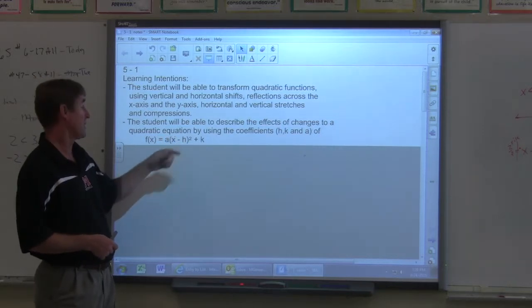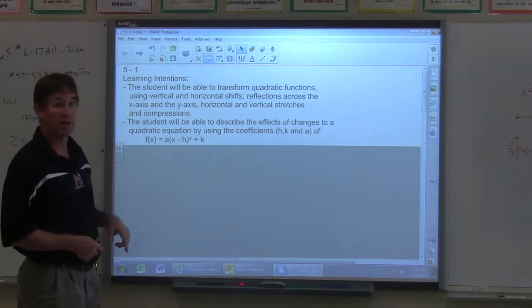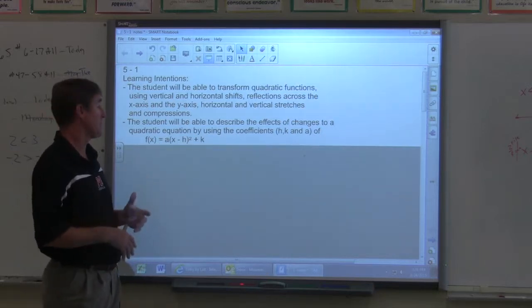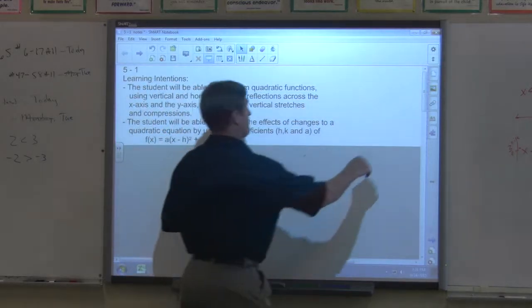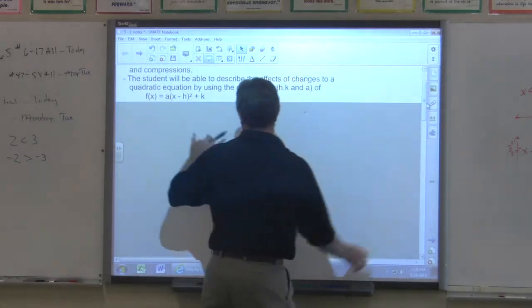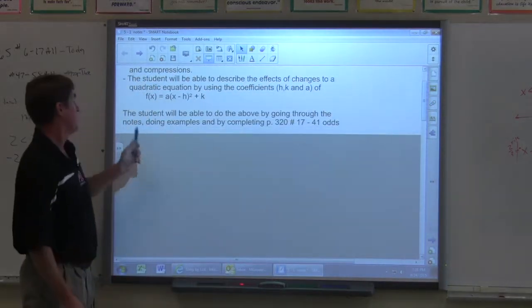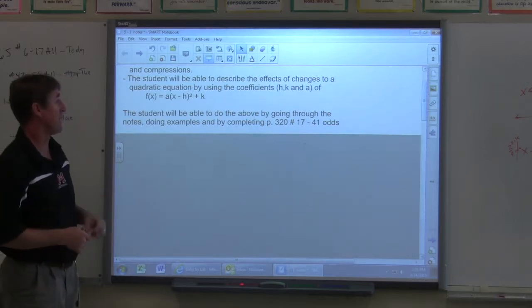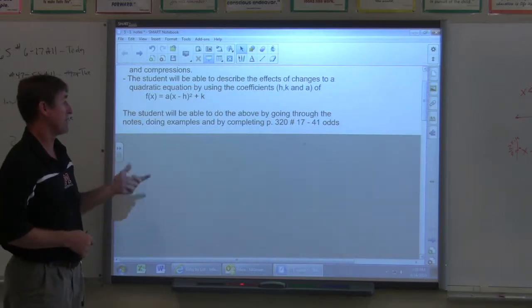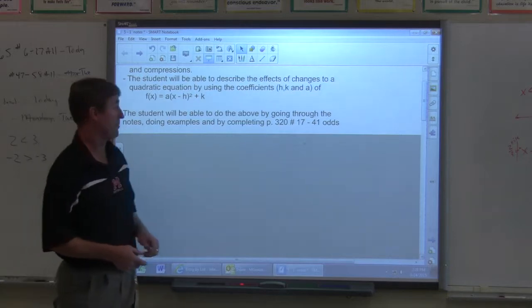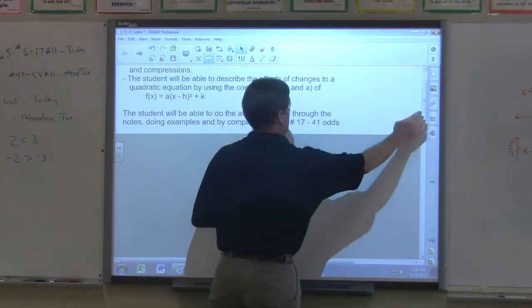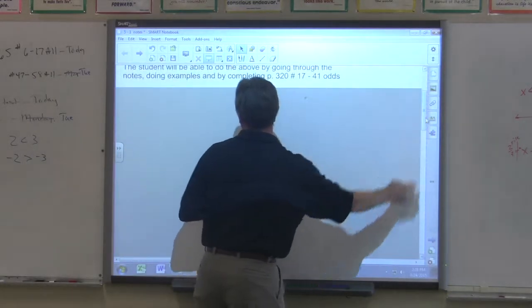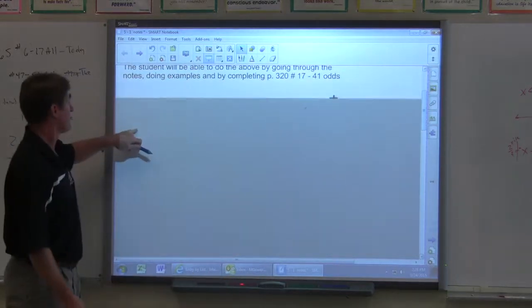So hopefully you should recognize that the only difference between this and absolute value is now we have parentheses, with the parentheses being squared. And so a lot of the stuff is going to be really similar to what we did before. And hopefully when we finish this, the student will be able to do the above by going through the notes, doing examples, and completing page 320, numbers 17 to 41, the odds. So hopefully we'll accomplish this as we go through the lesson.